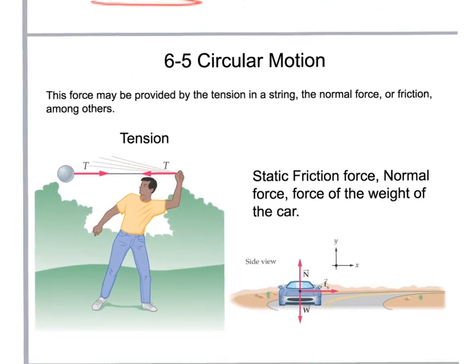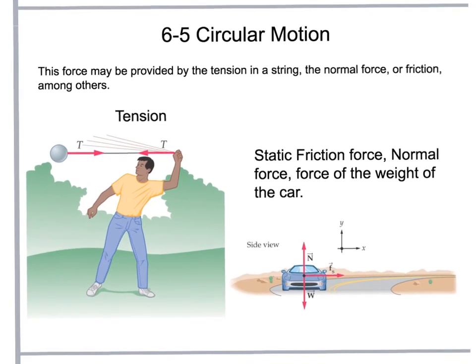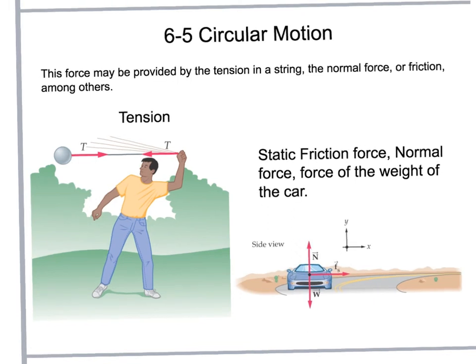So here's the picture of the guy swinging the ball over his head. So circular motion, we can create that by putting this ball on a string, and we see the tension directed towards each other again.